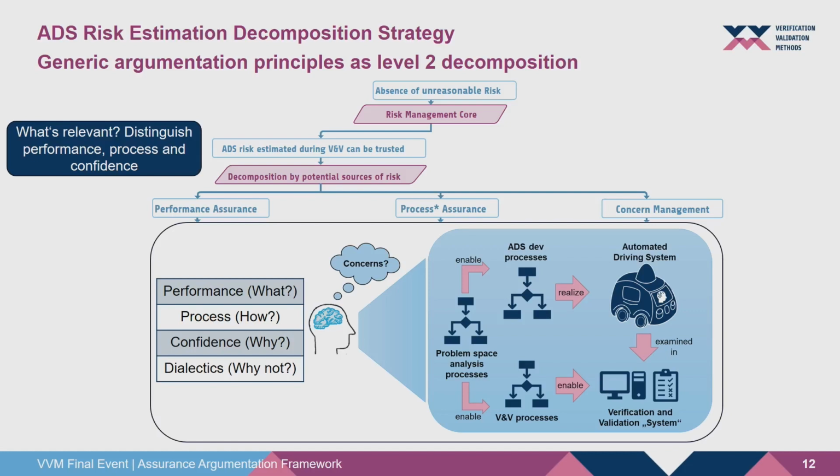So the performance and process aspects directly map to the two branches that we are seeing in the middle and left. And on the right-hand side, we somewhat combined the confidence and dialectic argumentation into what we call the concern management branch, which somewhat captures this meta perspective of always asking, are we still right? Is the evidence sufficient, or are we wrong and something is missing? So basically the right-hand side branch also tries to constantly break the argument. So this is somewhat of a dual perspective that you can take.